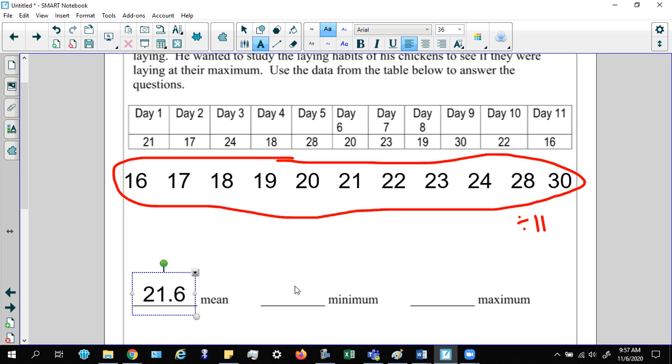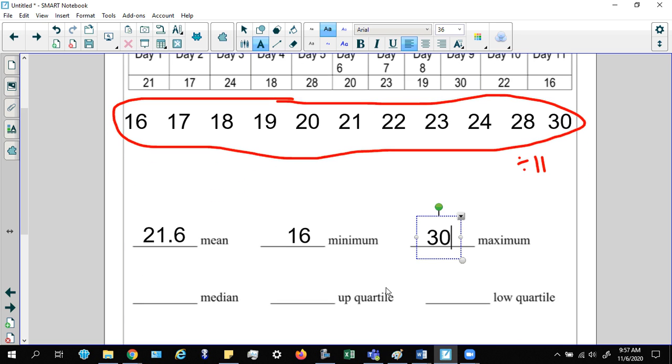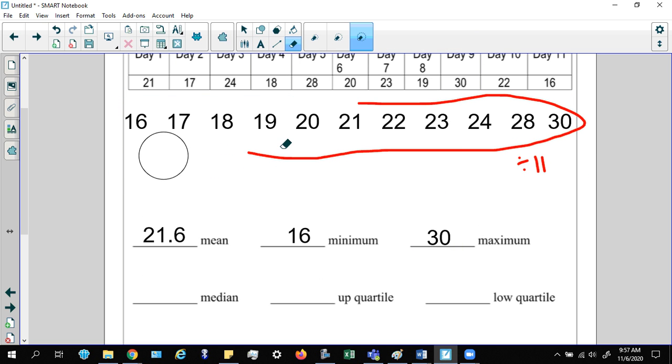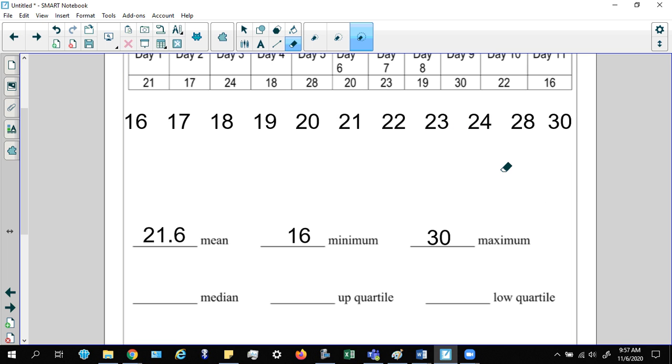Now the minimum, that's the smallest number, just by looking, is 16. The maximum, the largest number, is 30. The median is the middle number. All right, so now we're going to have to do a little bit of work here. So we've got to find what the middle number is.